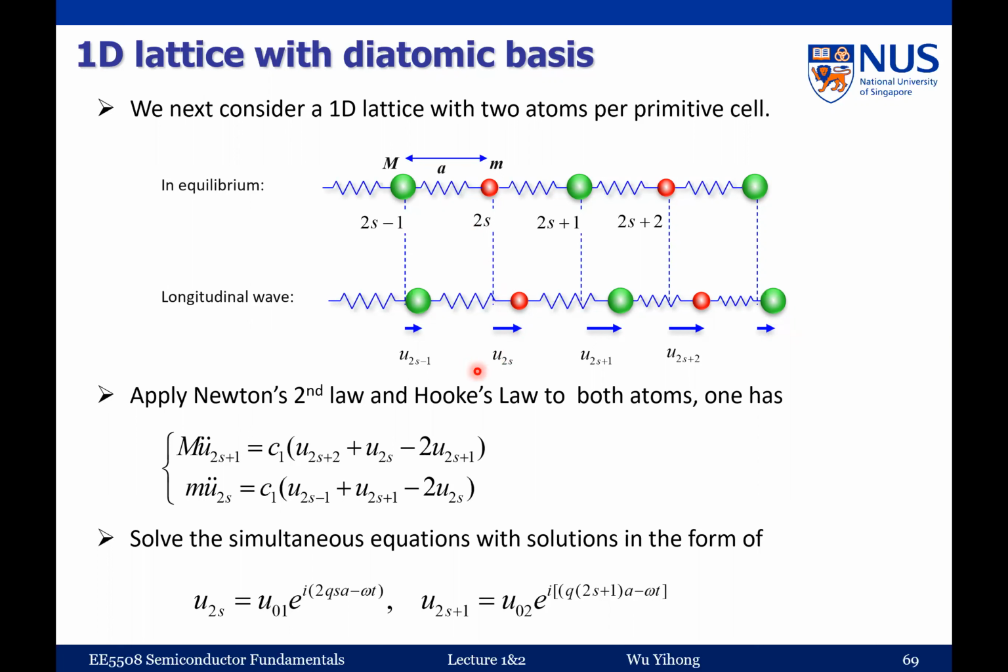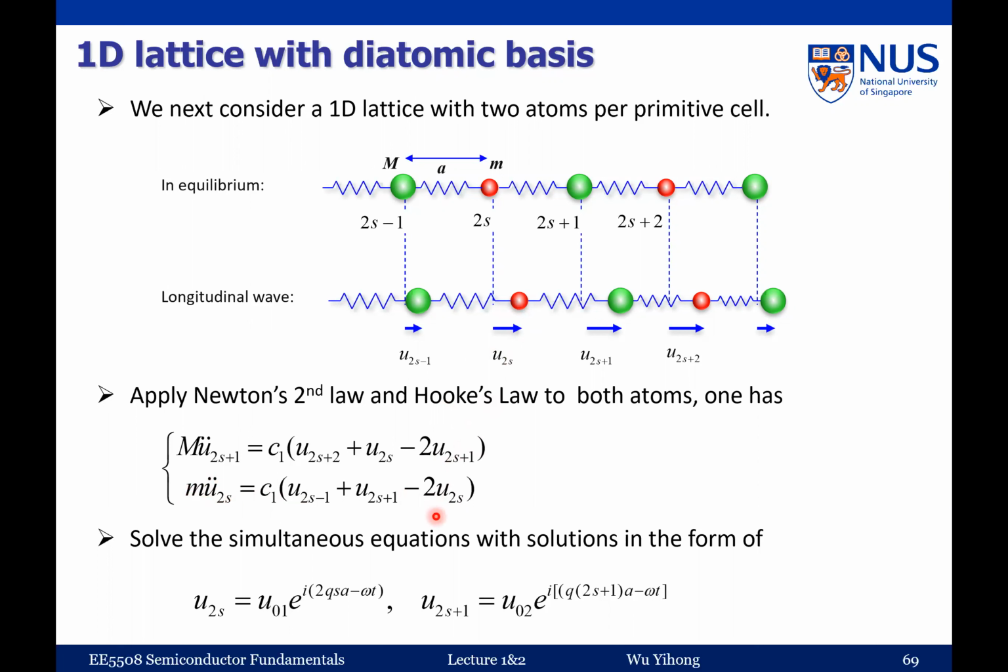Now, if we focus on this red atom, which is atom 2s, Newton's second law is written like this. The mass of the red atom is a small m, and this is the second-order derivative of u_2s with respect to time. So this is the acceleration of this atom.